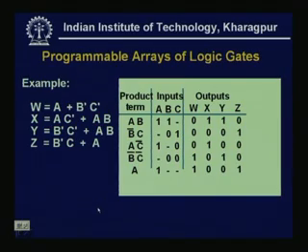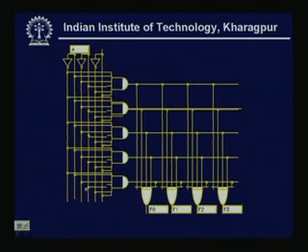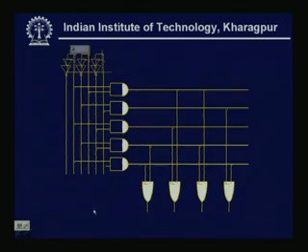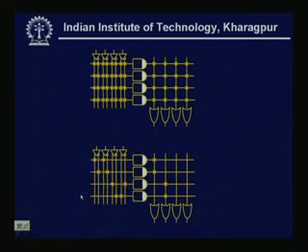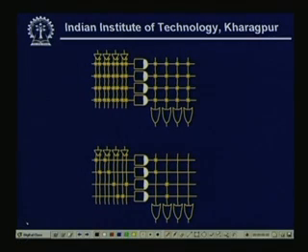We discussed this particular example and we have seen how it realizes the different output expressions. This is the overall structure of the AND plane and OR plane. For that particular example, this should be the realization. Now what we are discussing is an alternative representation of the AND plane and the OR plane.